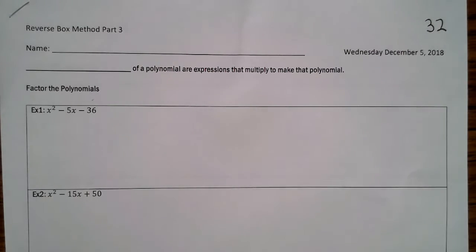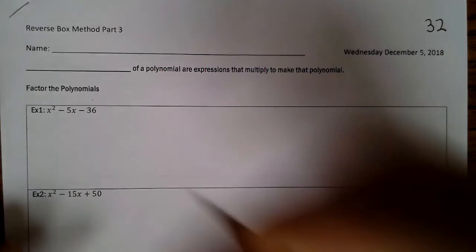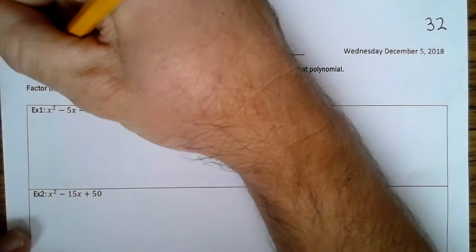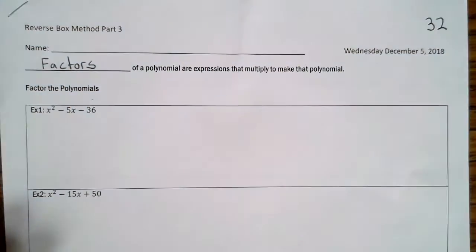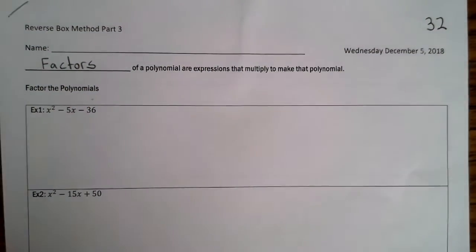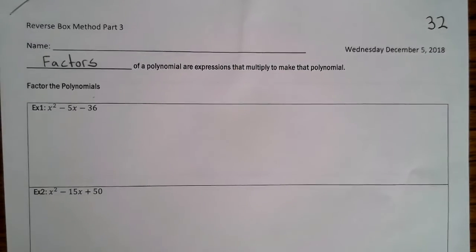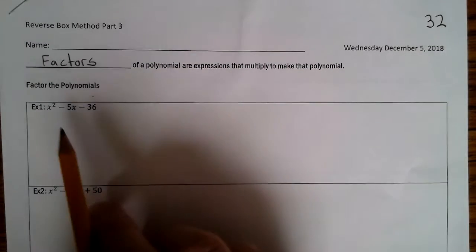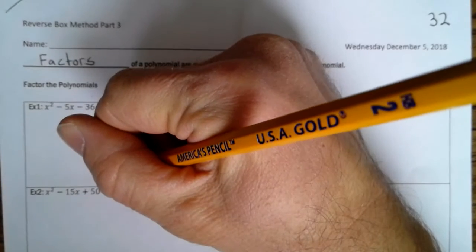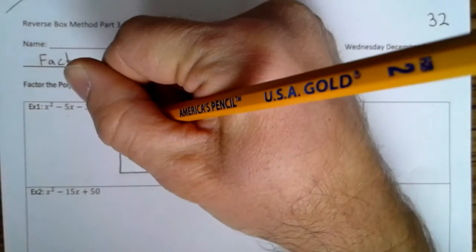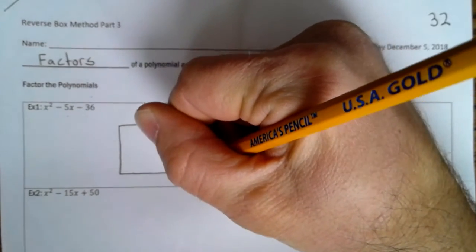All right, so factors of a polynomial are expressions that multiply to make the polynomial. Example 1. So the first thing you want to do when you see that there's 3 terms, you want to draw a box because you're going to factor using reverse box method.